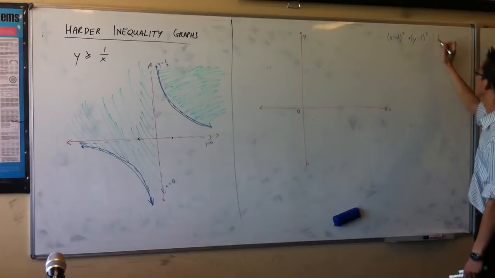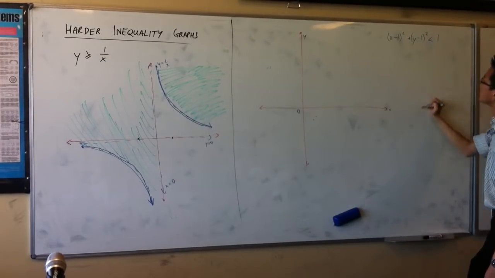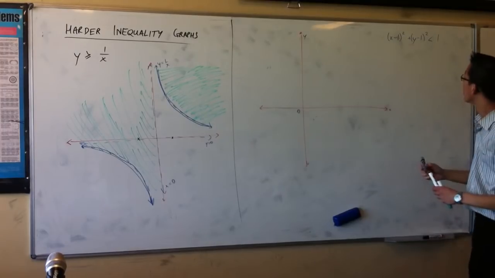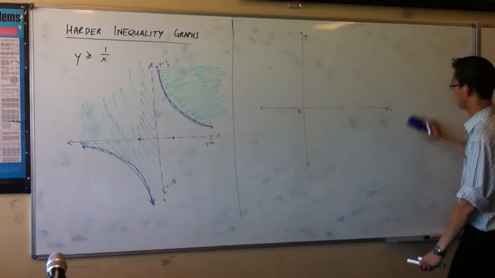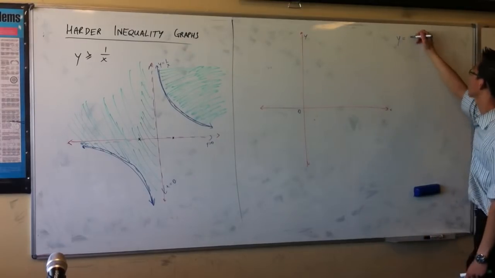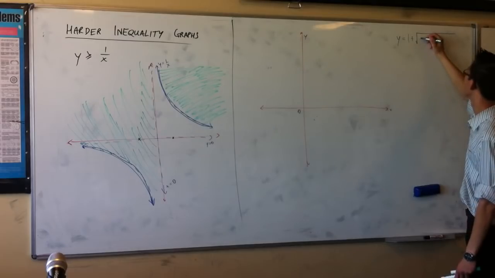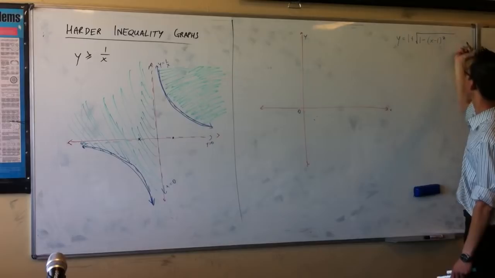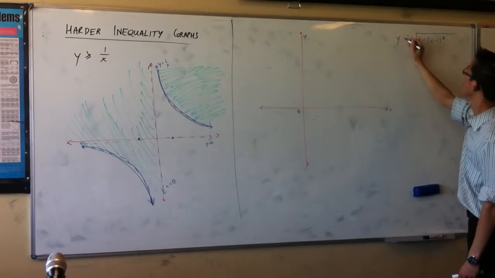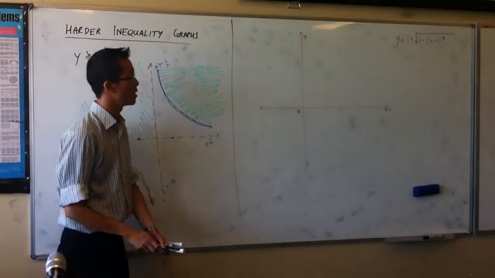Sorry. Let's go. Oh no, this is wrong. Sorry. Start again. Y equals 1 plus square. Okay. Sorry, I confused myself and I drew a circle the first time.